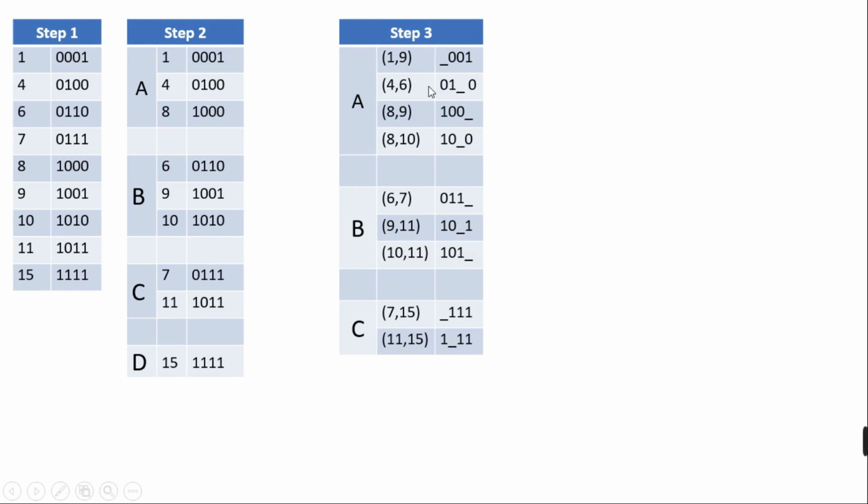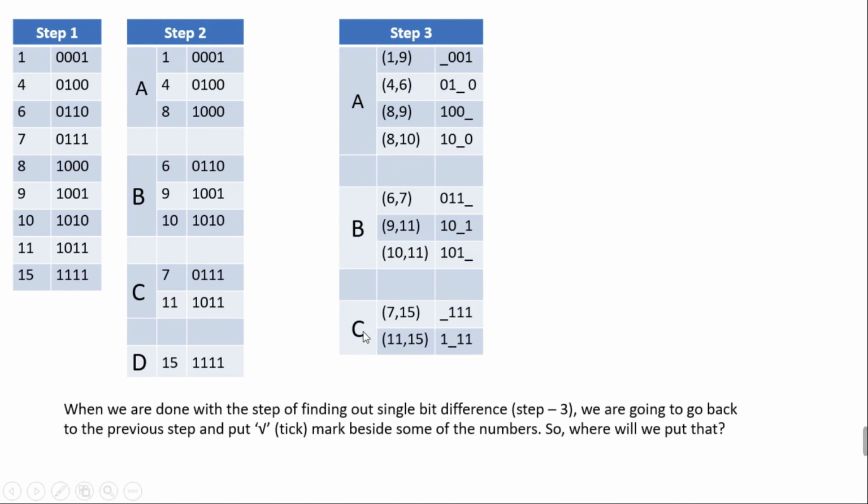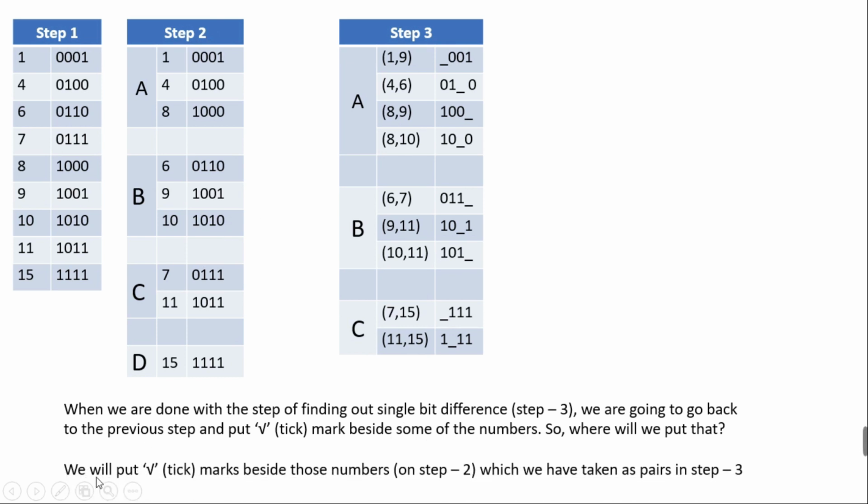So now what we're going to do is that when we're done with the step of finding out single bit differences, in this case step 3, we're going to go back to the previous step, that means step 2, and put tick marks beside some of the numbers. Okay, so we're going to put some tick marks over there, step 2. So how will we actually put that? So let's see the rule. So we'll put tick marks beside those numbers on step 2 which we have taken as pairs in step 3.